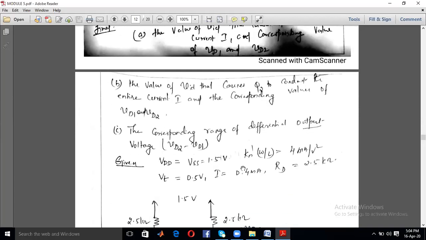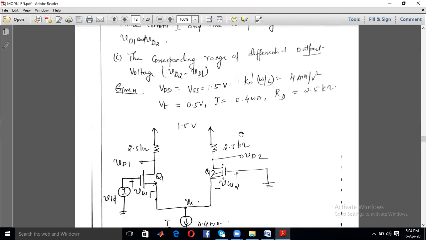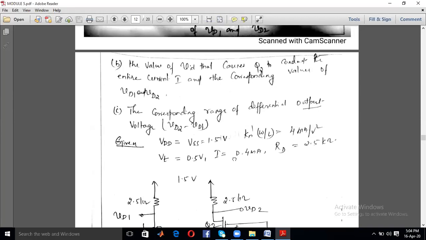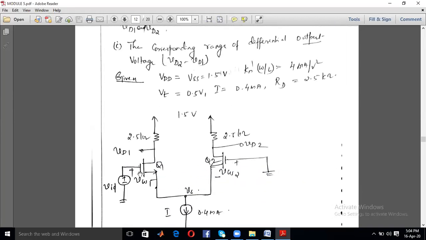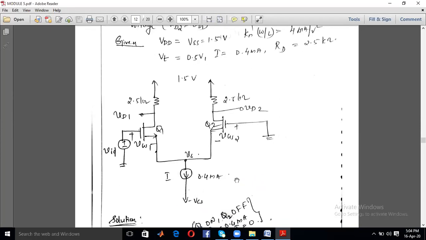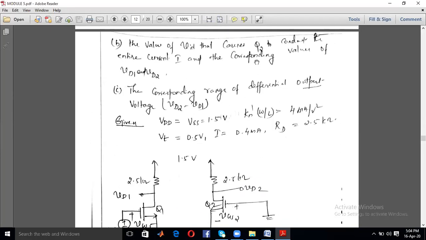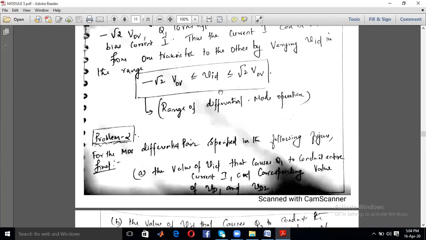I'll explain. The problem is to find the value of VD1 and VD2 for the two different cases. First case, you have to steer the entire current through Q1, while the current through Q2 is 0. For that, you have to set an appropriate value of VID. That extreme value of VID we have already derived yesterday. It should be between root 2 VOV and minus root 2 VOV.